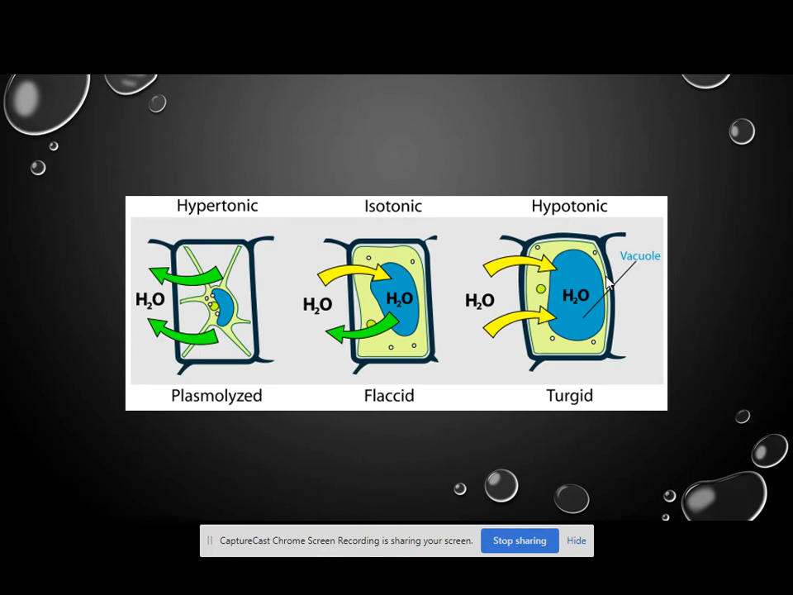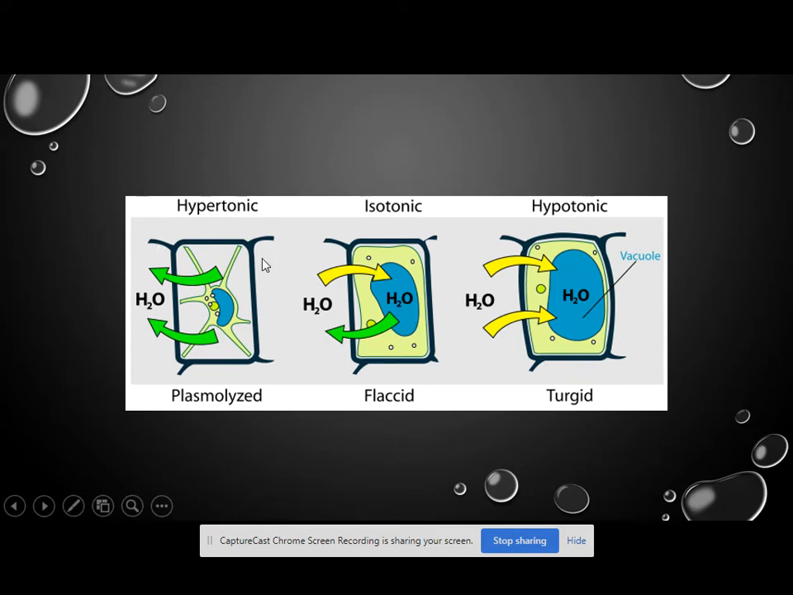Here, yet again, if we look at a plant cell, I'm going to go with the isotonic because this is what the cell should normally look like. And so I have equal amounts of water moving out as I do in. And they represent in with a yellow arrow and out with a green arrow.